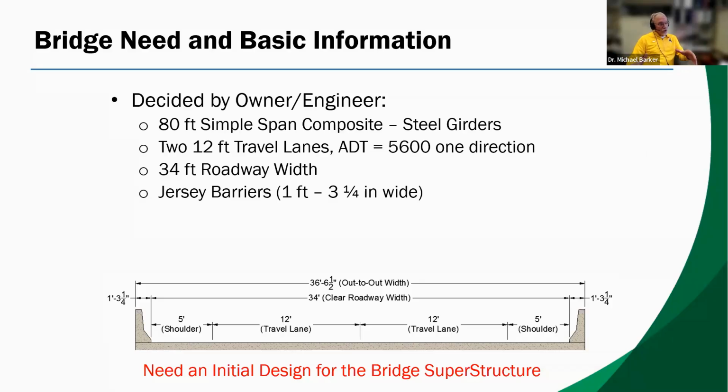And we like our roadway width to be 34 feet, so we have a couple of shoulders, one on each side, and we like these Jersey barriers at the end. And that's the service part of this bridge. This is what the traveling public needs. This is what they see. And as the engineer, we've got to decide what goes in under this. We need an initial design for the bridge superstructure, how we're going to hold up this service part of this bridge.